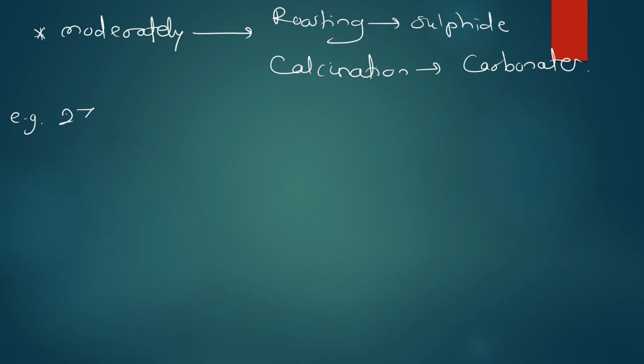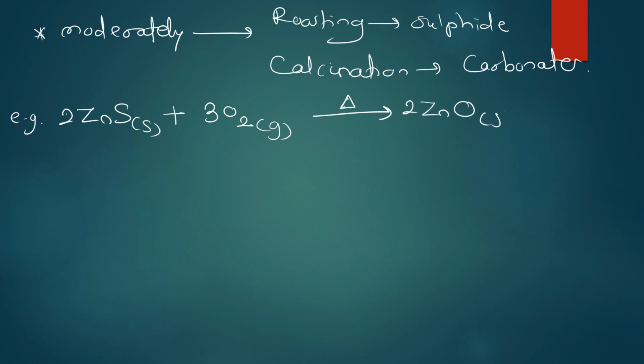So I am writing here ZnS solid form plus 3 molecules of oxygen which is in the gaseous form. You are heating this and you get ZnO plus 2SO2 gas. Okay, so this is the calcination. When the zinc sulfide or the sulfides are heated in the presence of oxygen, you are getting the oxides, that is the roasting method.